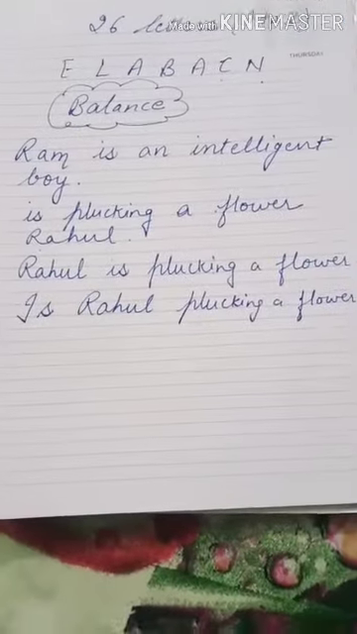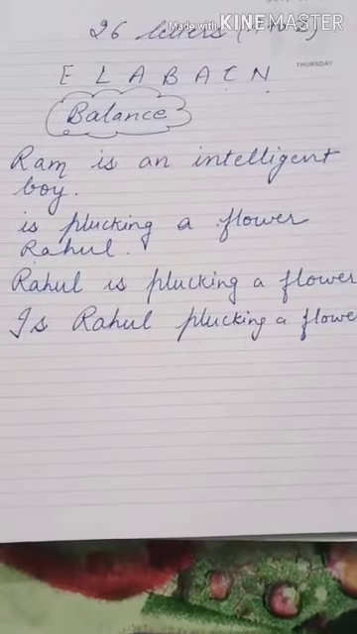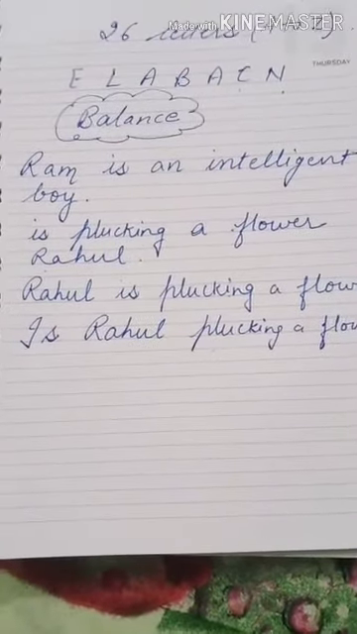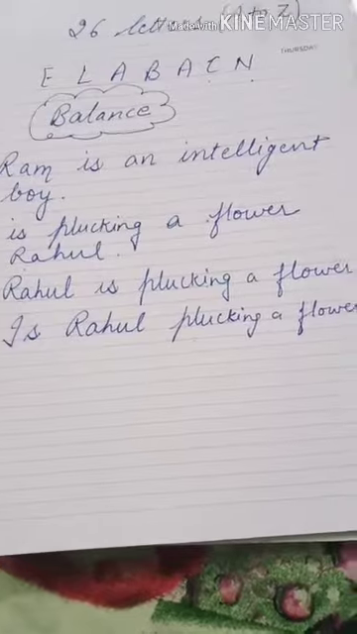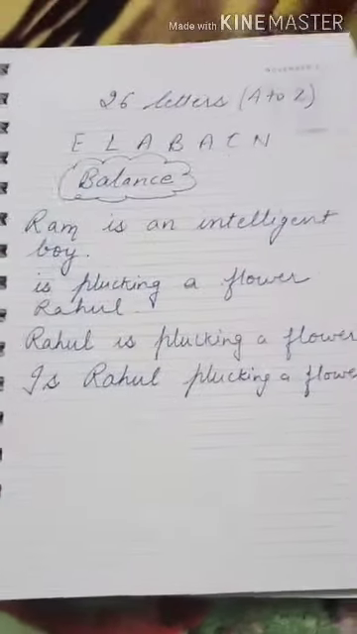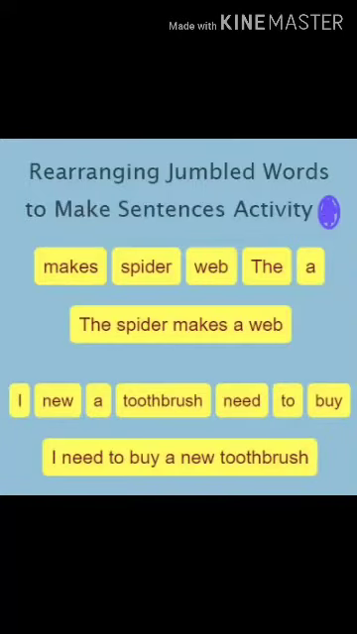I'll be showing you some examples first, and then I'll be giving you an exercise that you have to do in homework. So here it is. Here you can see rearranging jumbled words to make sentences.